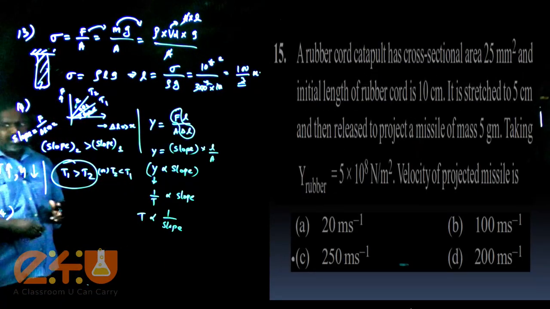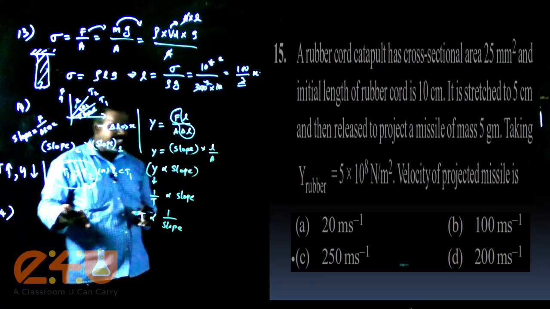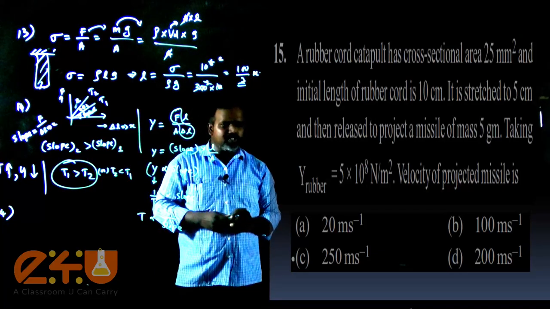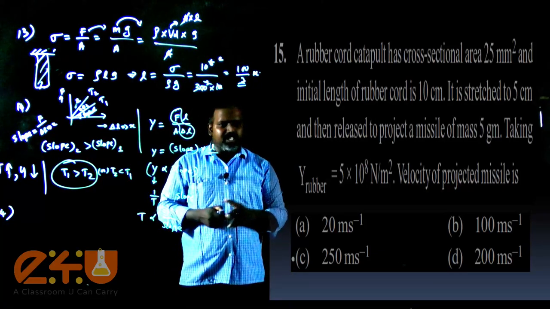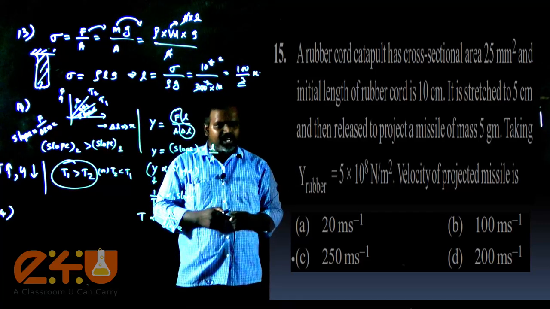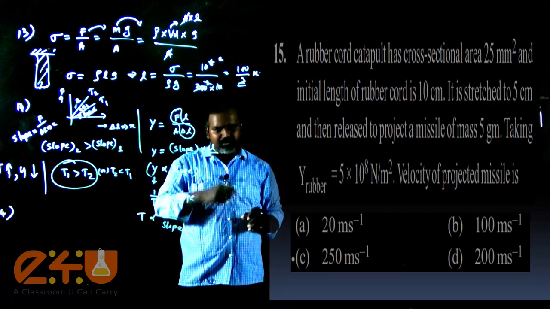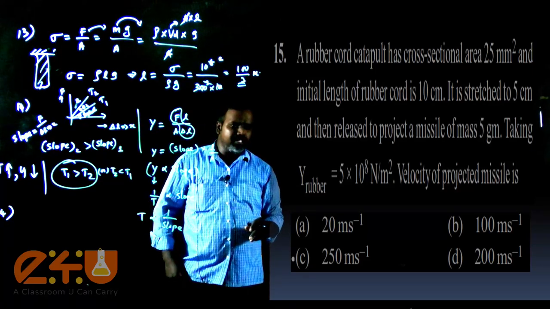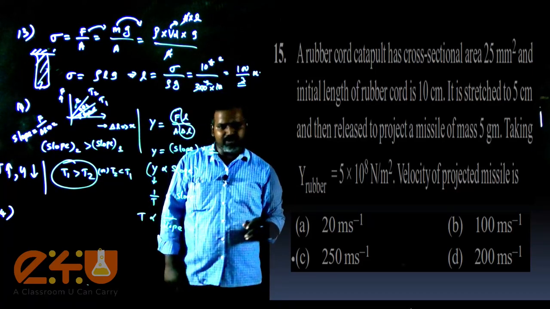Yes, a rubber catapult has a cross-sectional area of 25 millimeter square, and the initial length L is given. The stretched length delta L is also given, and a missile of 5 grams is released. Taking Young's modulus as 5 into 10 to the power of 8 newton per meter square, they are asking what is the velocity of the projectile.